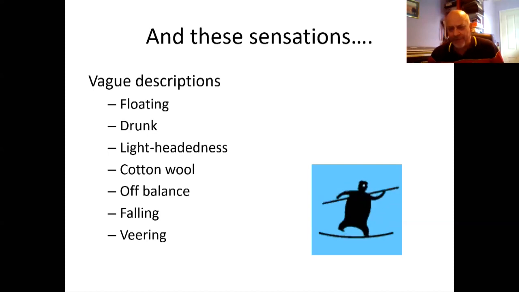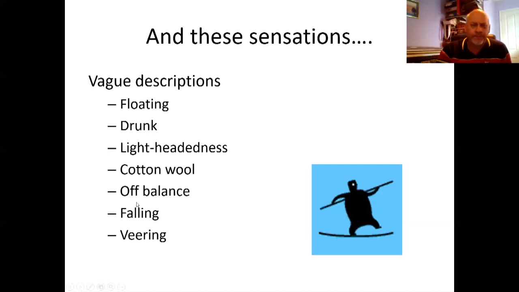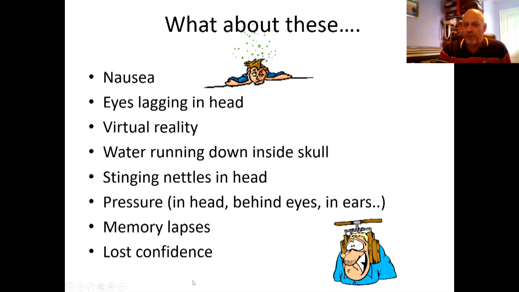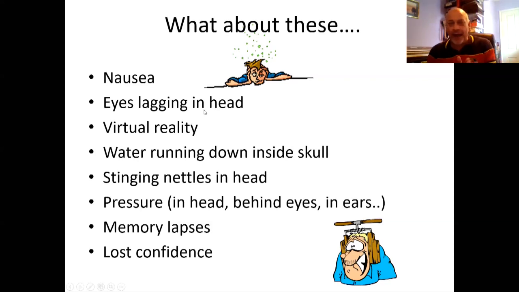I meant to put brain fog on there because lots of people say brain fog. Our vestibular patients often have a combination of neck pain, eye strain, or headaches. They often have nausea. They often have their eyes lagging in their head. Now that is quite interesting, because that is actually a very good description of when you move your head. If your VOR is the wrong speed, your eyes lag, and that's what you feel. So people tell us that.